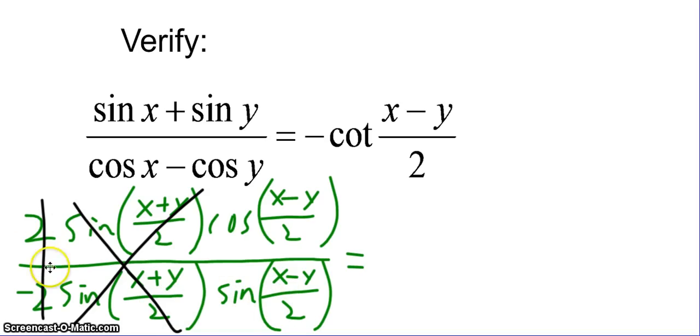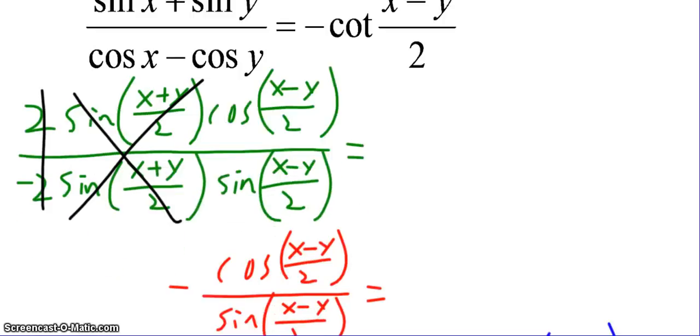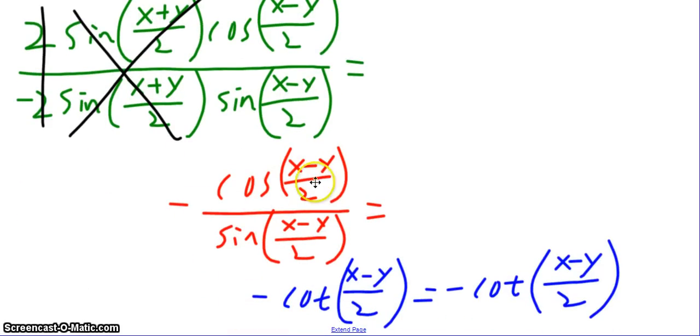So the 2's, now this is all products. So the 2's in front can cancel, and sine of x plus y over 2 over sine of x plus y over 2 cancels. So I'm left with negative cosine of x minus y over 2 over sine of x minus y over 2. Since the angles are the same, this is my quotient identity, cosine over sine, which is cotangent, so I end up with negative cotangent of x minus y over 2 is negative cotangent of x minus y over 2.